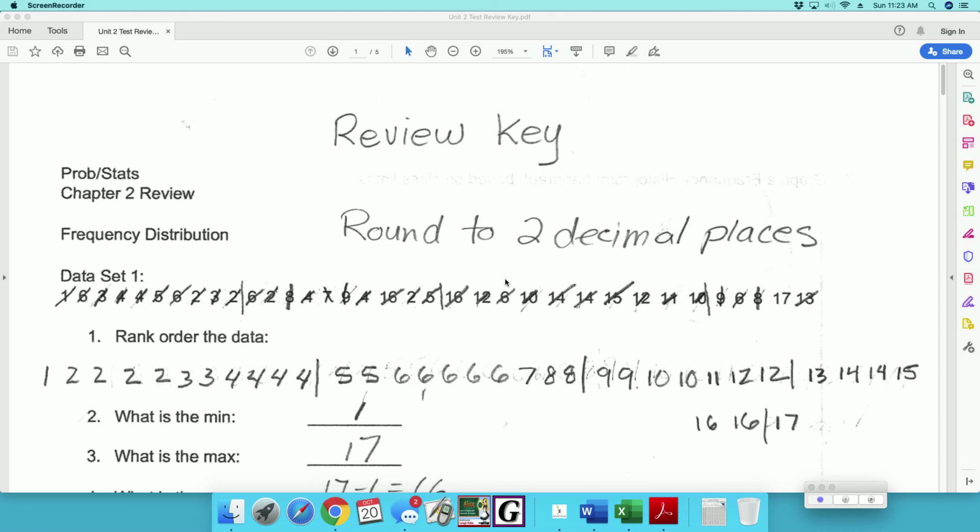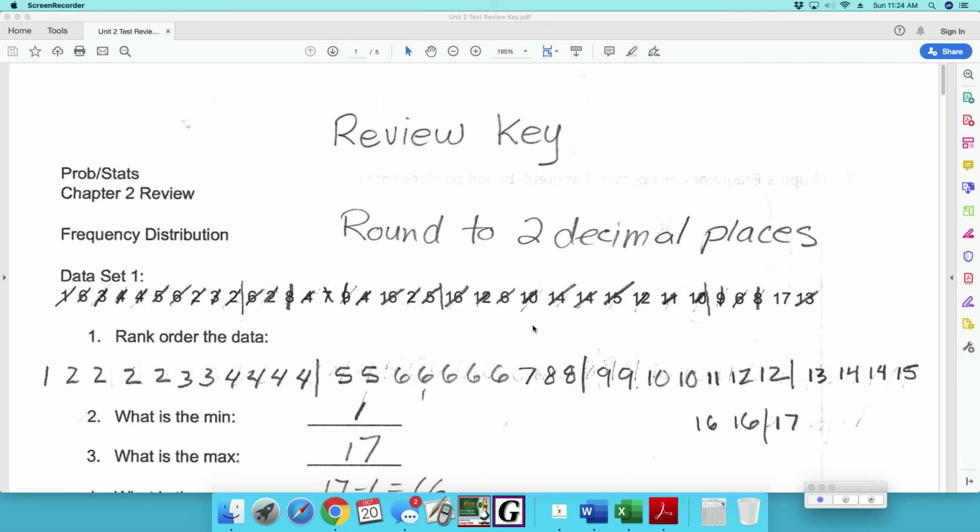So with the review, you have data set 1. All the numbers are jumbled up. First thing you need to do is rank order them. That's number 1. Be very careful that you include all the numbers. First count them. There's 35 of them. All right? So you've got to make sure that you have 35 rank ordered. Otherwise, your frequency table will be wrong.